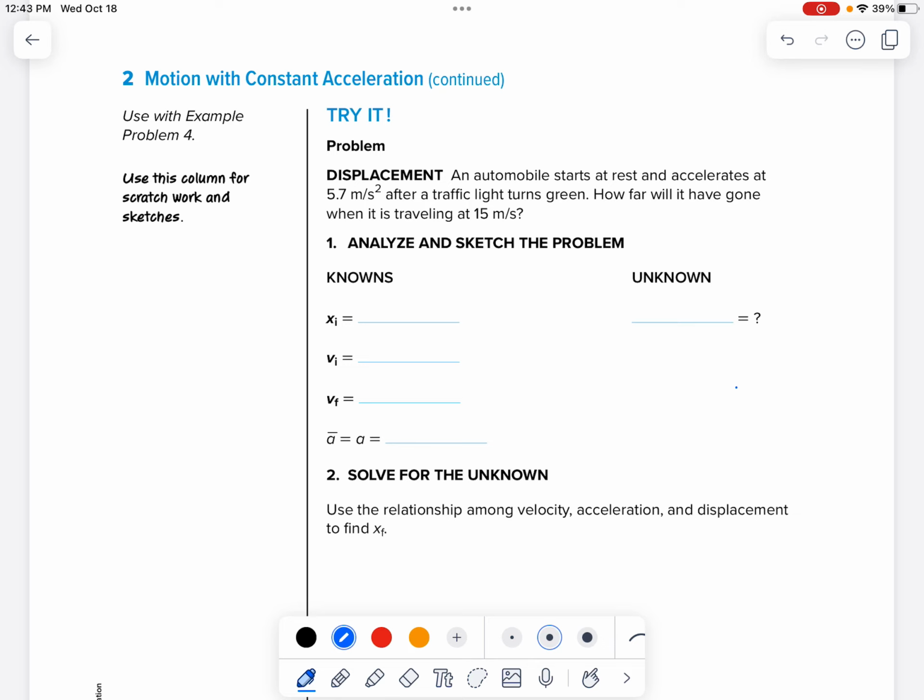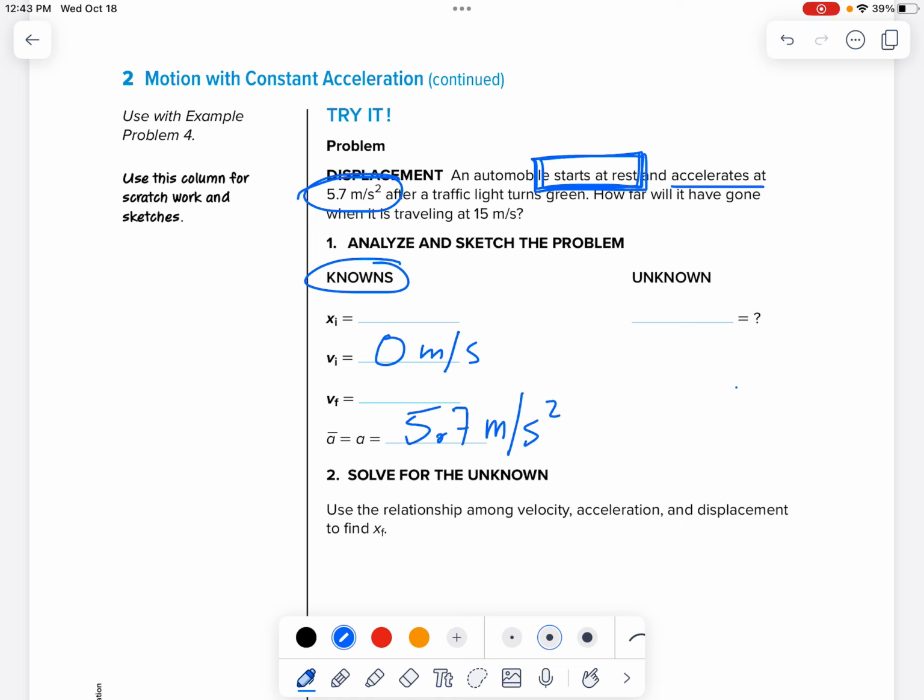Read it carefully. As you're reading, start to write down your knowns and your unknowns. Starts at rest. Be careful. That right there, even though they're not giving you a number, starts at rest. That means the initial velocity is 0. And it accelerates at, they're giving you an acceleration right there, 5.7 meters per second squared. How far will it go when it is traveling 15 meters per second? In other words, it's going to go from 0 up to 15 meters per second. Once it's reached that 15 meters per second velocity, how far has it gone?